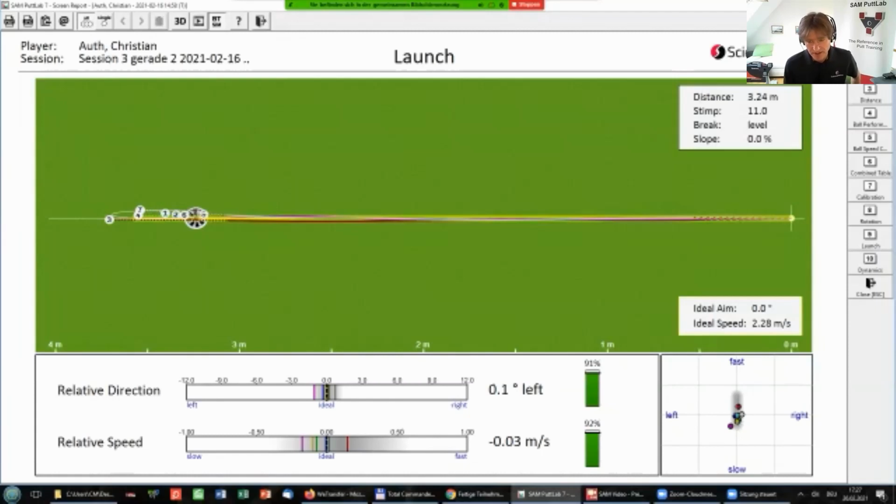You can compensate for a slower speed with more break, or for higher speed with less break. So you can compensate. These are more ranges you work in. Still there is an ideal which is in the center, and relative to what you select as ideal, you see the data.